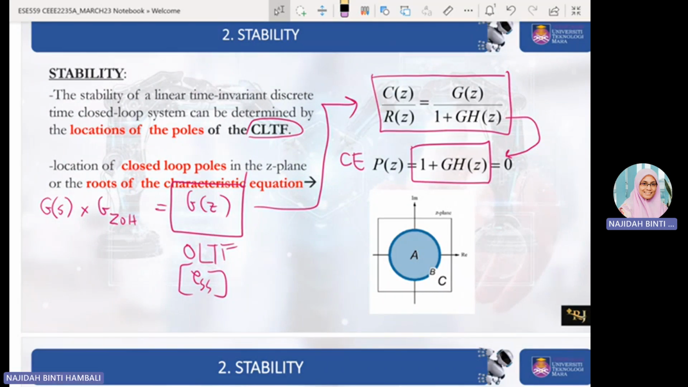Location of the poles. Okay, from the closed loop transfer function, daripada denominator which we call characteristic equation. So 1 plus GH. H ialah unity. So 1 plus GZ dia sebenarnya. Daripada situ you boleh determine stability. You tak boleh determine stability daripada GZ, tak boleh. It must be from 1 plus GZ. So nak determine 1 plus GZ, you kena simplify that equation. Okay.